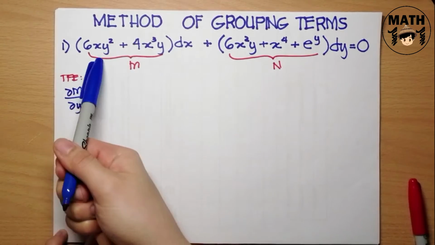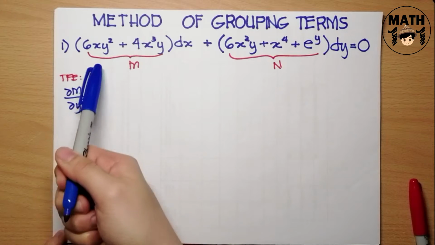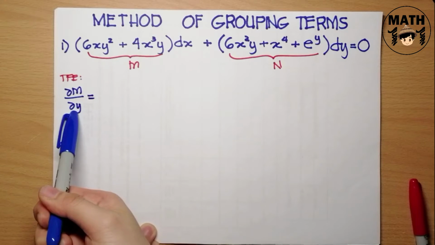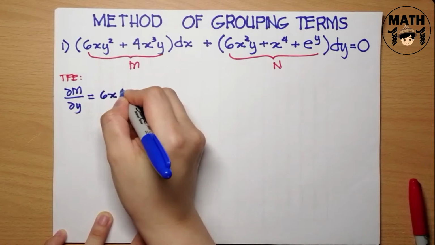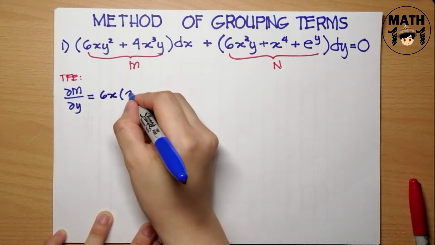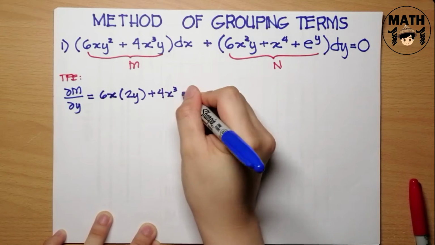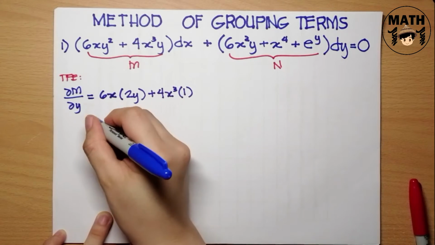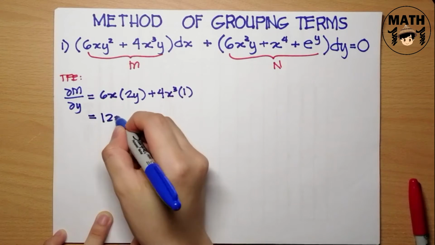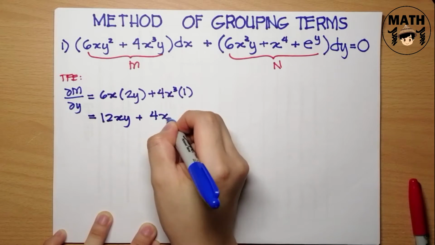Kunin natin yung partial derivative ng terms na to with respect kay y. Lahat ng hindi y, iti-take natin as constant. 6x, then the partial derivative or derivative of y squared is 2y. Plus, for this constant, si 4x cubed, derivative of y is 1. This is equal to 12xy plus 4x cubed.